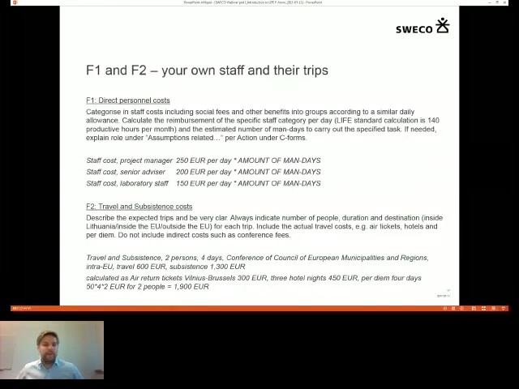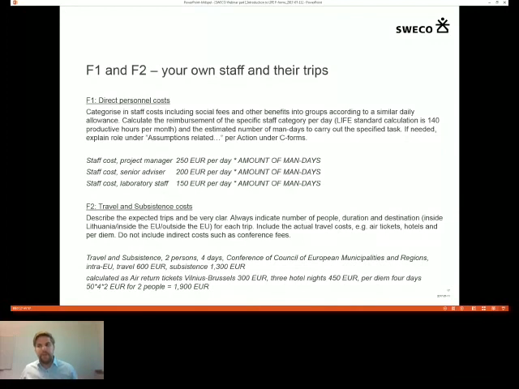Always include costs, including taxes, social fees, and other benefits. Even bonus can be applicable into this. Calculate based on the salary, the reimbursement of the specific staff category per 1 day. The life standard is to calculate 140 productive hours per month. And then basically you have the day fee, and then you need the man days to carry out the specific task.